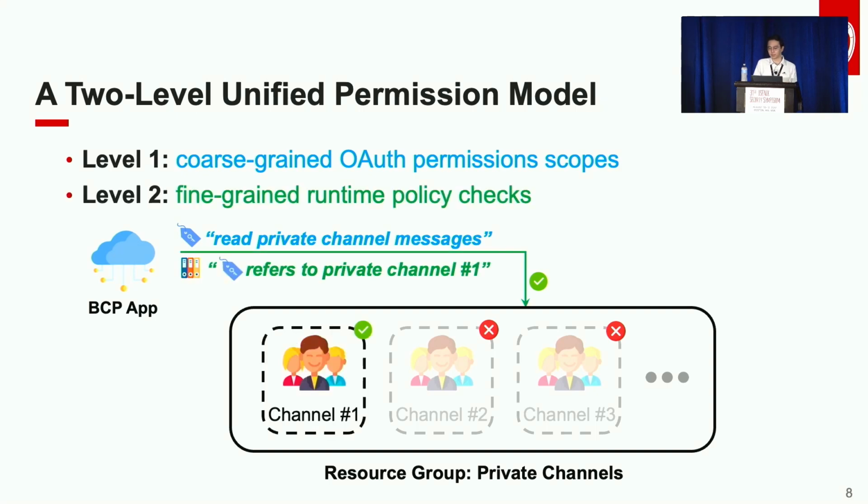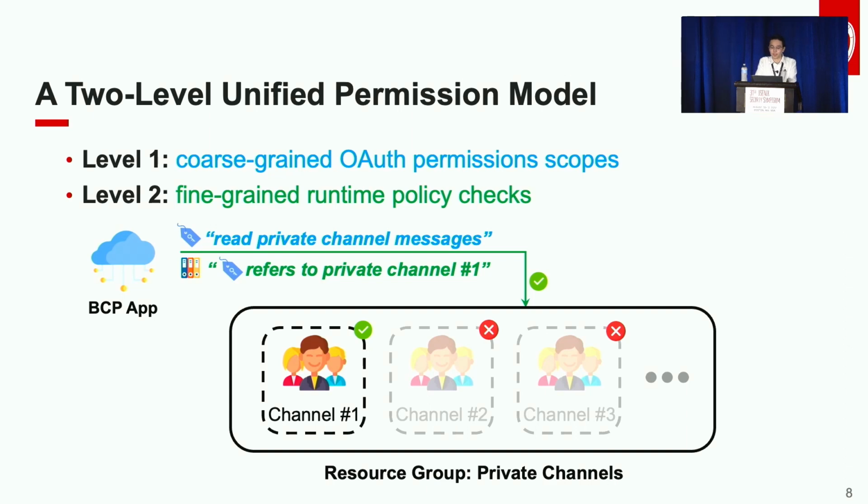And to actually read those private conversations, we need to come to the second level, which we call the runtime policy checks. And this is fine-grained control of the instances within a resource group. For example, in this case, the platforms will implement some policies indicating that the previous token actually refers to a particular channel. And after that, the app can finally access the conversations in a private channel.